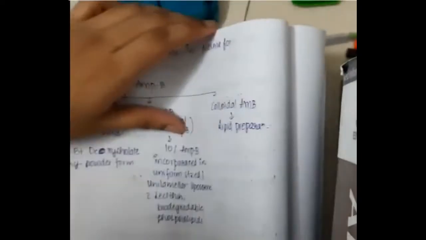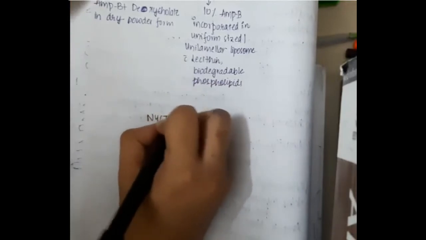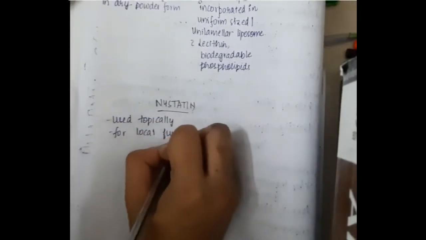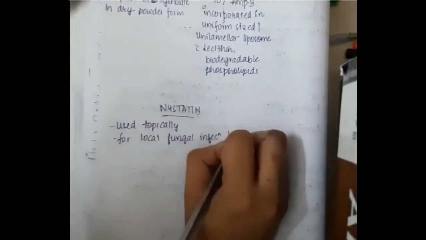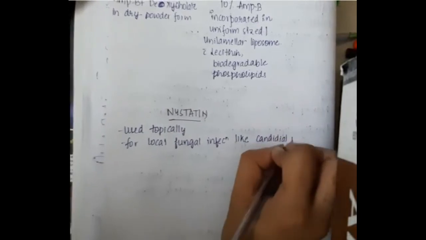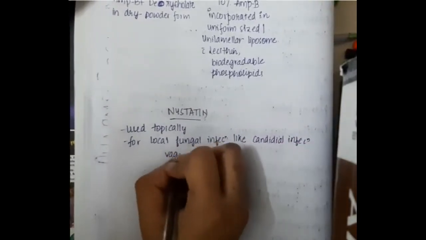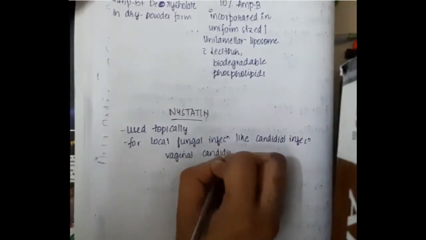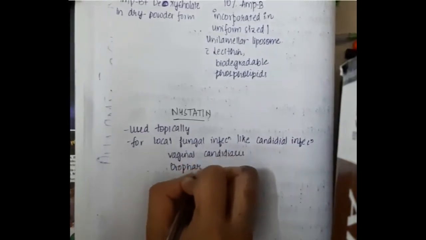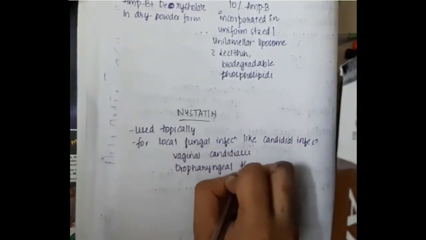Then we have to learn about the next drug, which is nystatin. Nystatin is used topically mainly for fungal infections like candidal infection. It is used for vaginal candidiasis, and it is also used for oropharyngeal thrush.